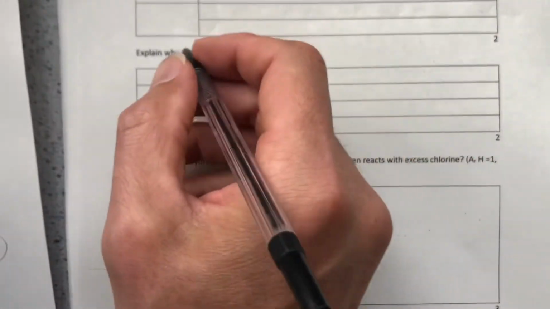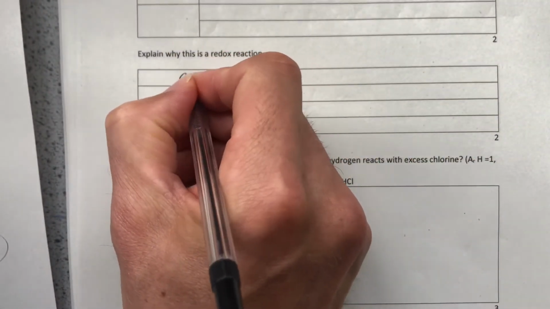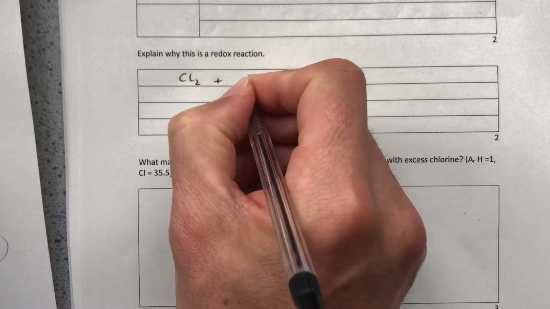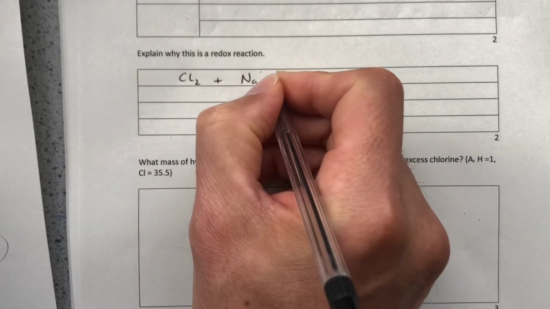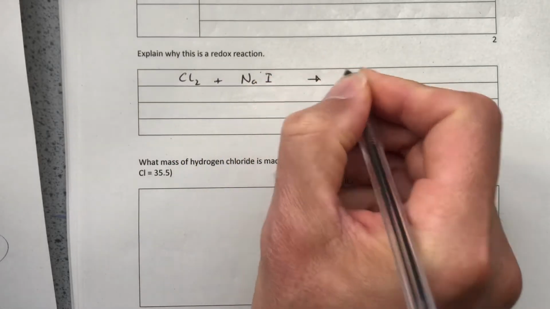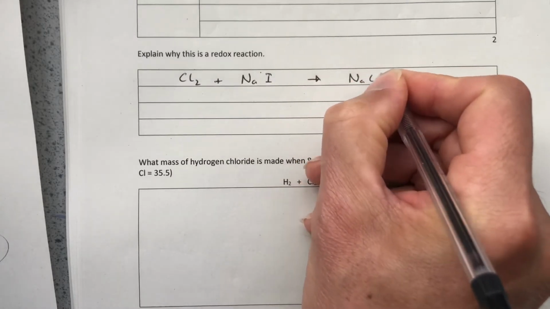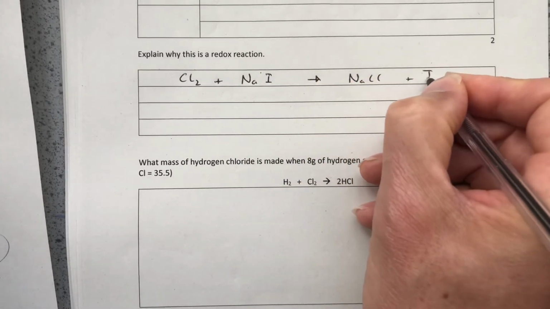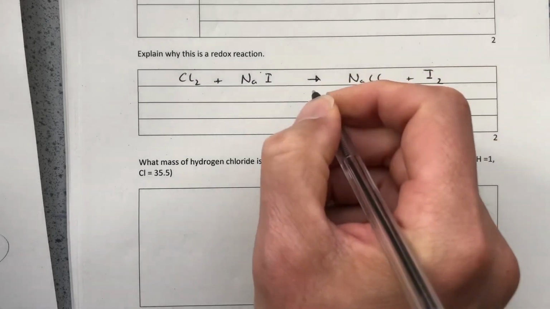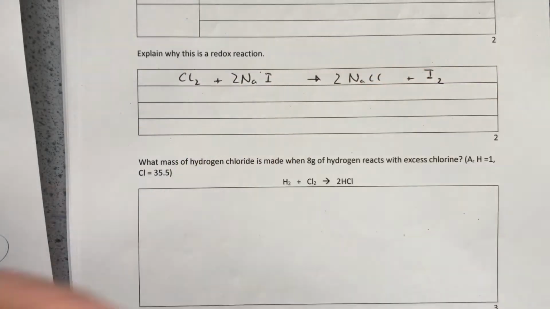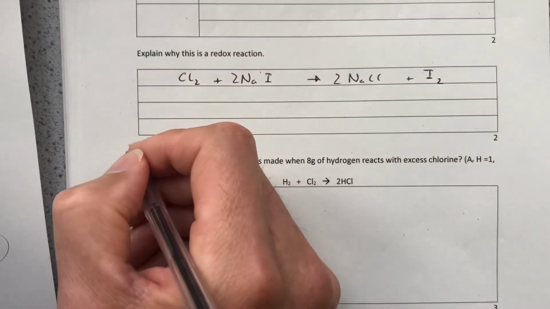Let's write out that equation again. I did it with chlorine and sodium iodide. Sodium iodide. Okay? And the products for my reaction were sodium chloride and iodine. Possibly you write out your equation again, okay? Balance that up quickly. Now, redox, reduction and oxidation.